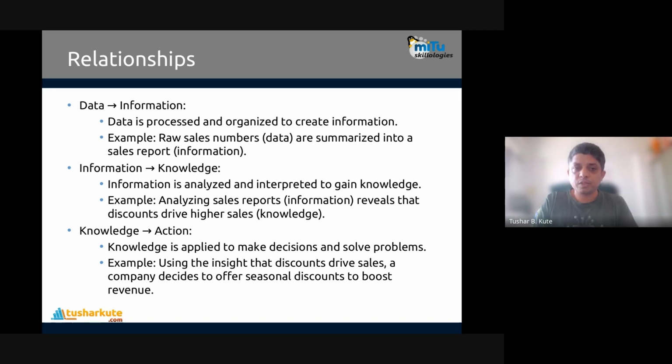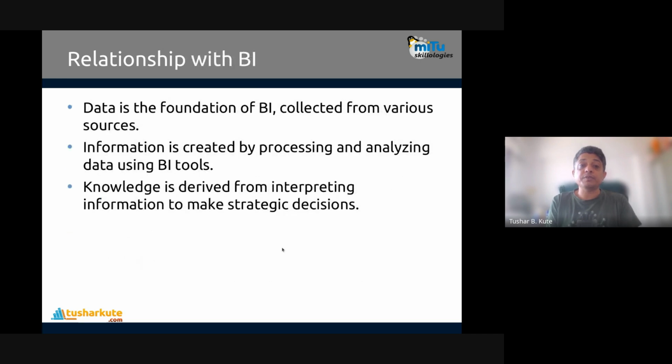Seasonal discounts. Whenever I want to sell something, I'll provide this amount of discount to them, and accordingly the sales will grow. Definitely the sales will grow, because based on the knowledge I gained from the previous data, I have taken this action. That is the action generator. So data to information, information to knowledge, knowledge to action. This is what business intelligence basically requires. That is why they are talking with the data.